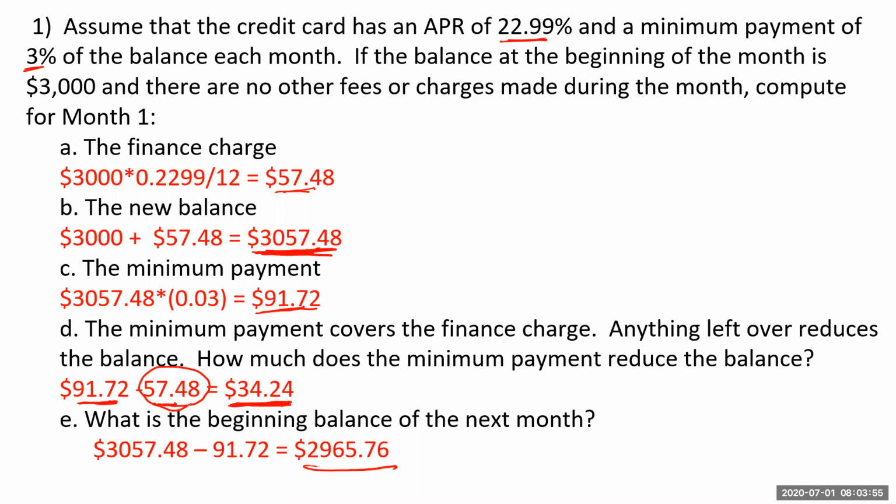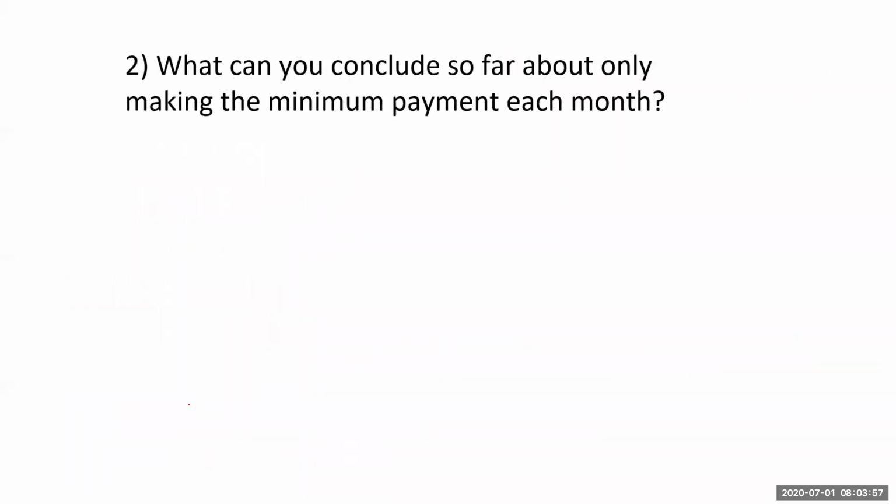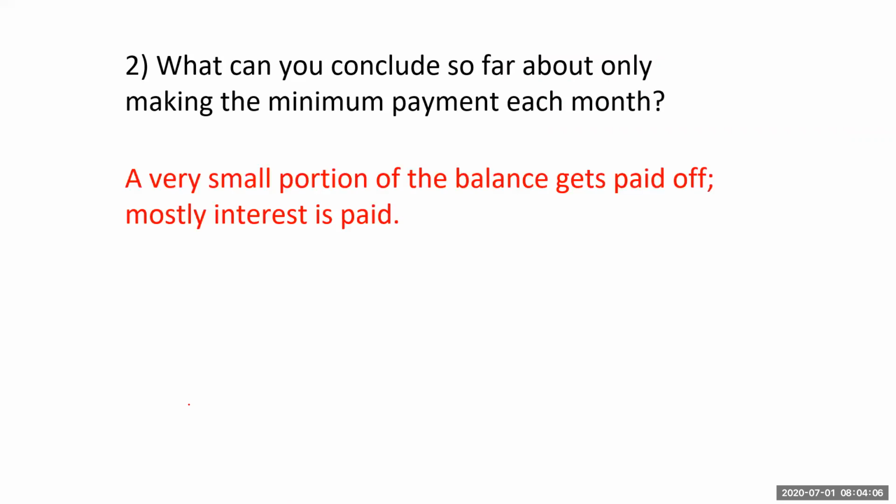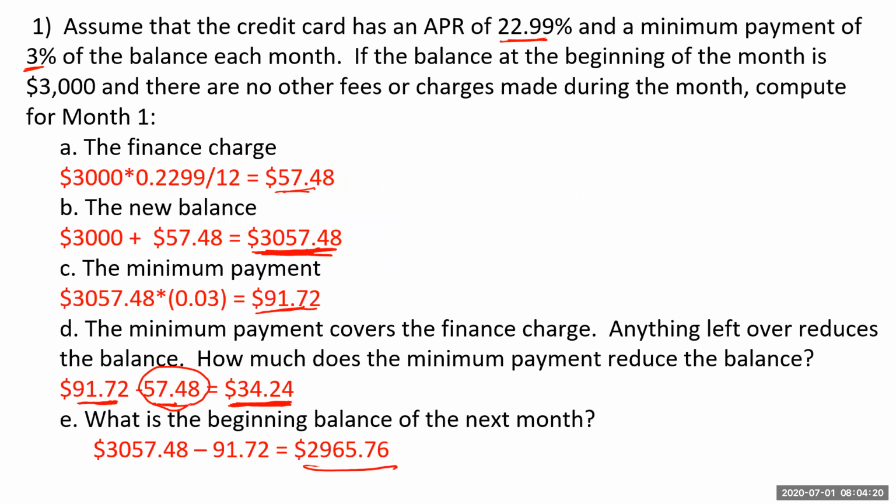All right, nice. Now, what can you conclude so far about only making the minimum payment each month? If you only stick to the minimum, this is what happens. A very small portion of the balance gets paid off. Mostly interest is paid. Think about it. Did you just realize that? I can take a step back.